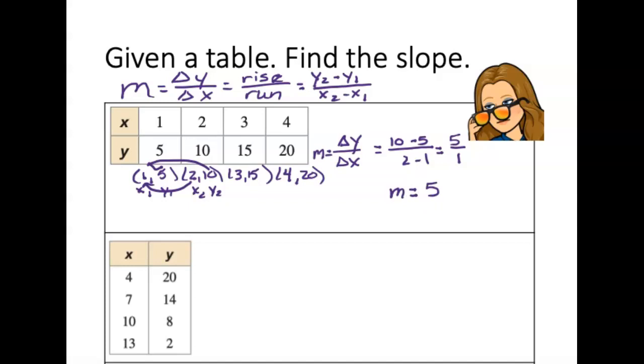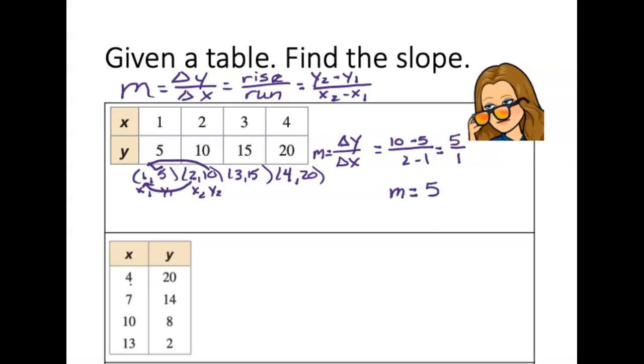Now we could use any of these. We also could have taken and used (3, 15) and (4, 20). It wouldn't matter which ones we used. You could even use (1, 5) and (4, 20). They're all going to have the same result when you simplify, and your slope would equal 5.